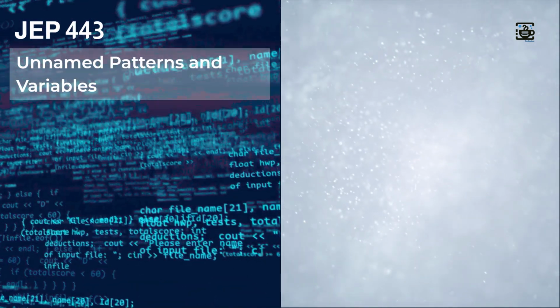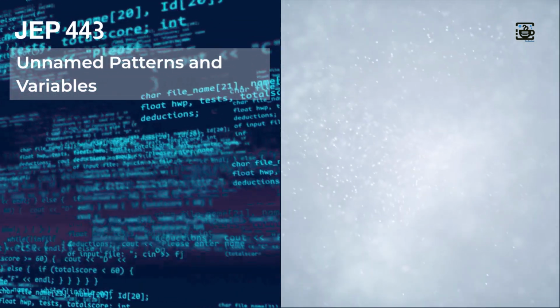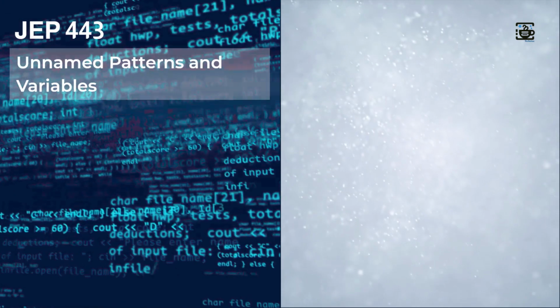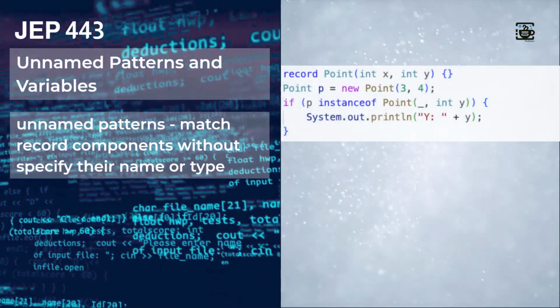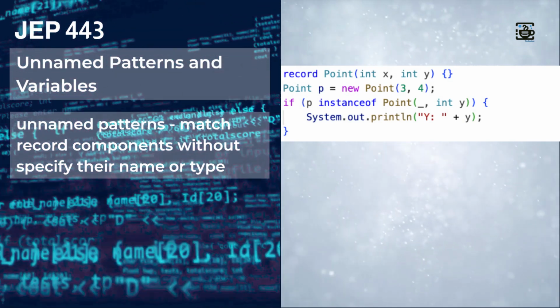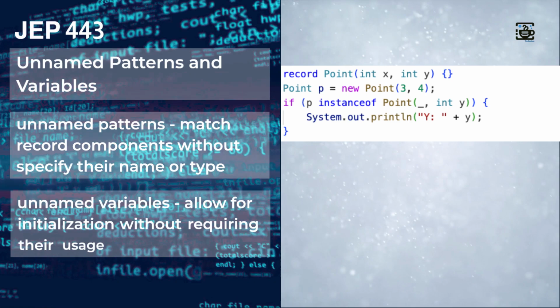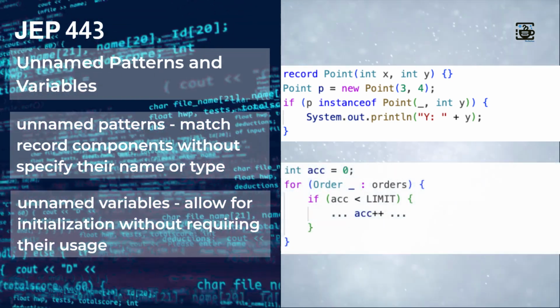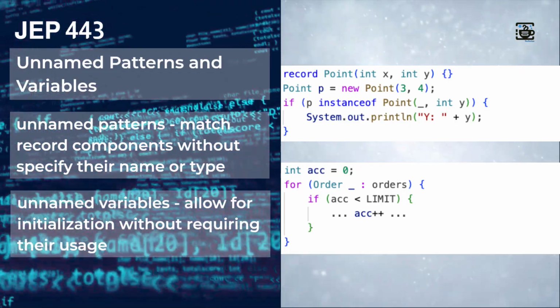JEP 443 introduces unnamed patterns and variables. This preview feature suggests a way to declare patterns and variables without explicit names, potentially leading to more concise code, especially in pattern matching scenarios. Unnamed patterns enable us to match record components without having to explicitly specify their name or type. Additionally, we can incorporate unnamed variables that allow for initialization without requiring their usage. Both are denoted by an underscore character.